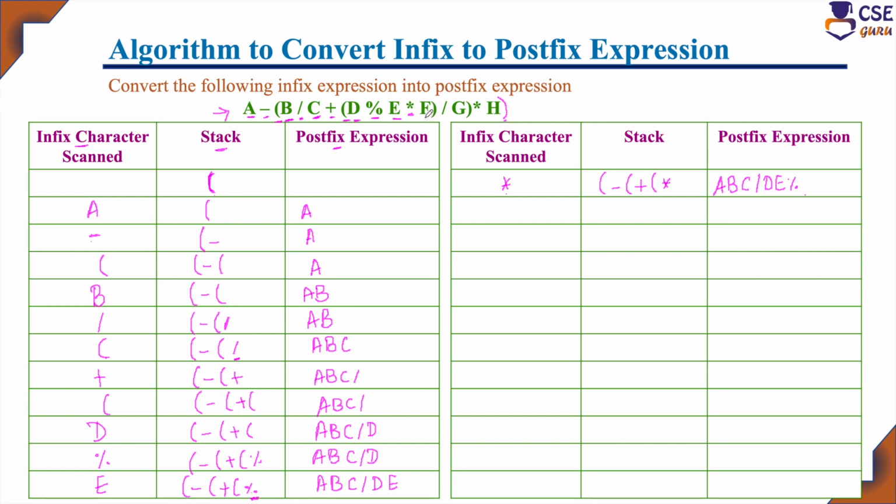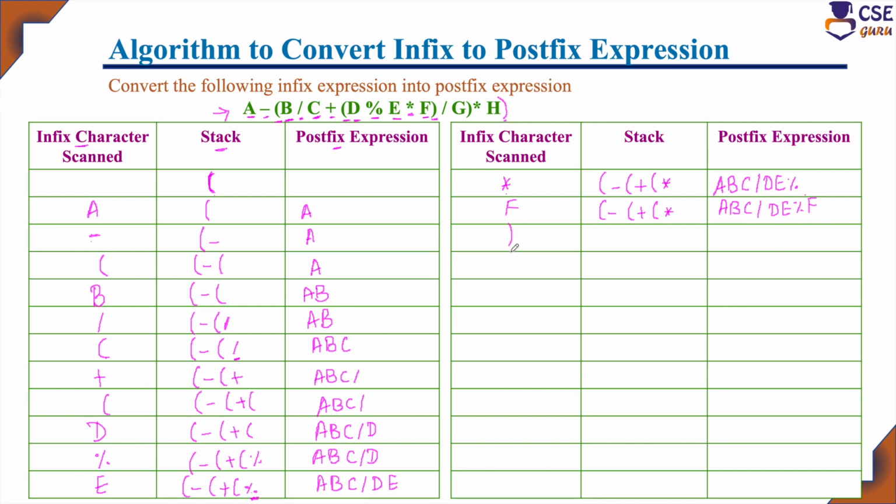Okay. Next comes the operand F. F is an operand. So place it in the postfix expression directly. Now the postfix expression is ABC/DE modulus F. Okay. Next comes the closed parenthesis.